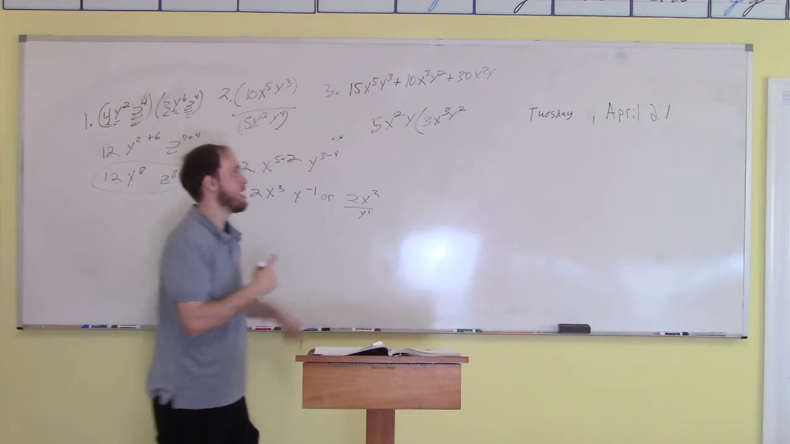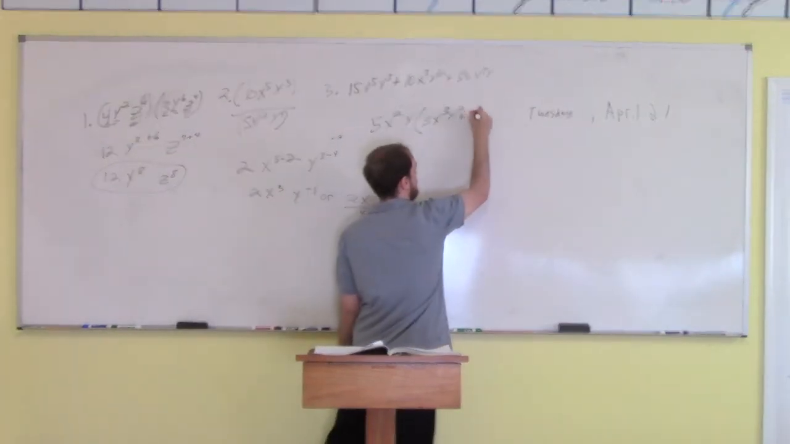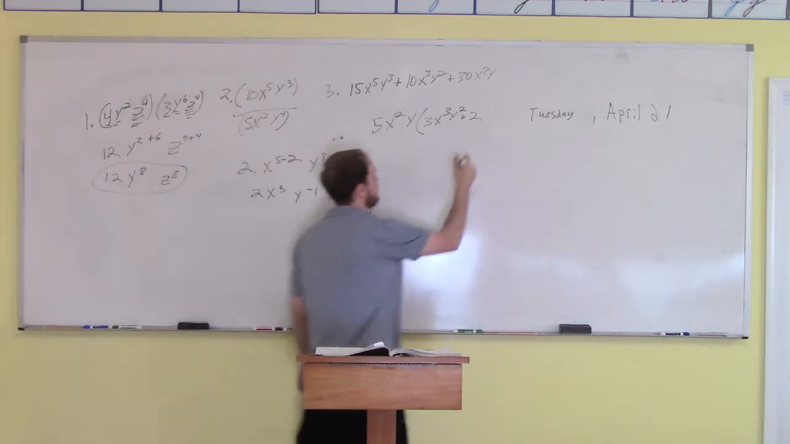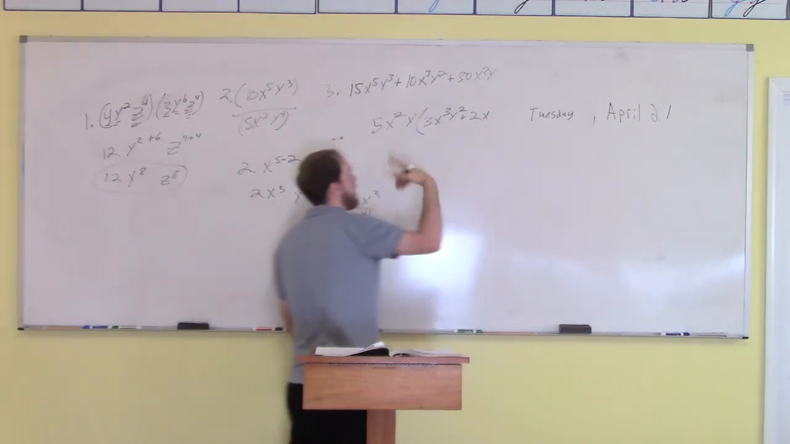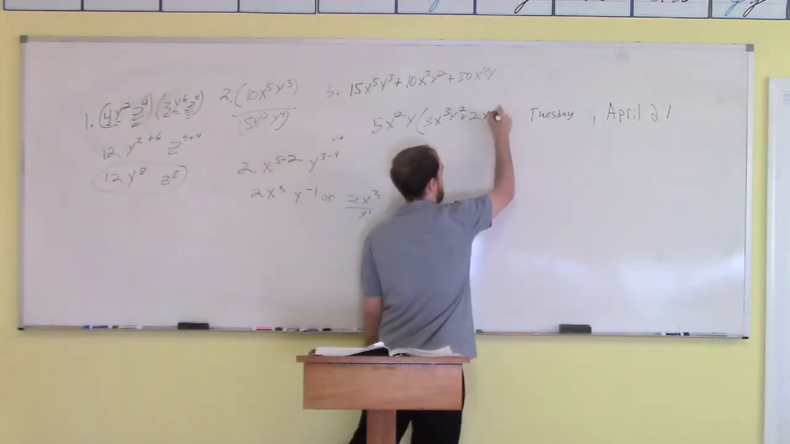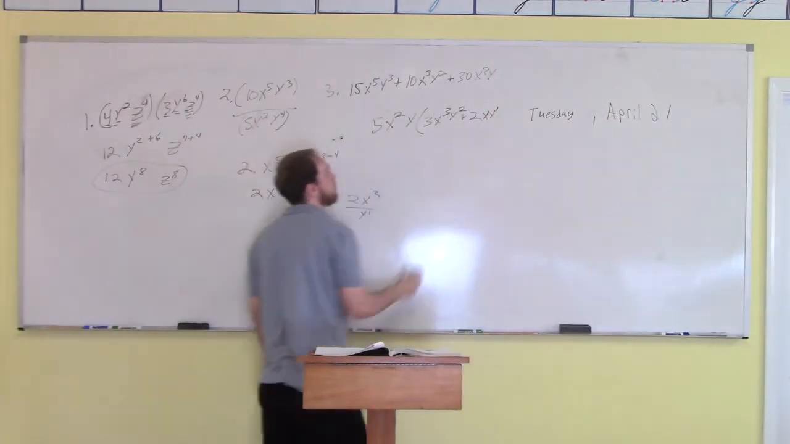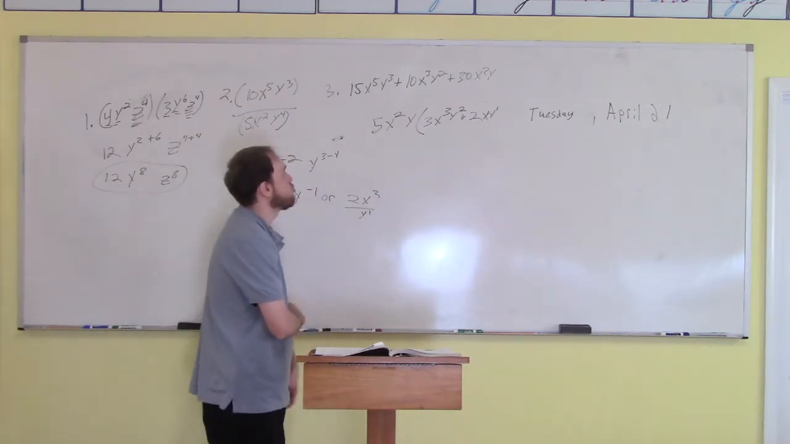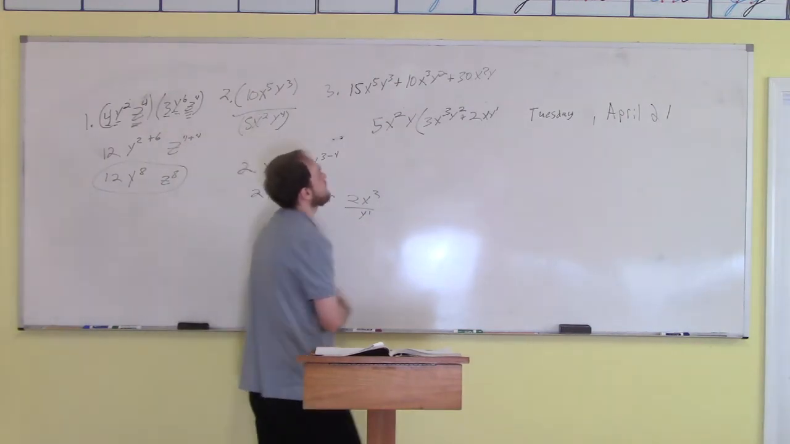10 divided by 5 is 2. X cubed divided by x squared is x to the first. Y squared divided by y, 2 minus 1 is 1, so y to the first. Last term, 30 divided by 5 is 6.